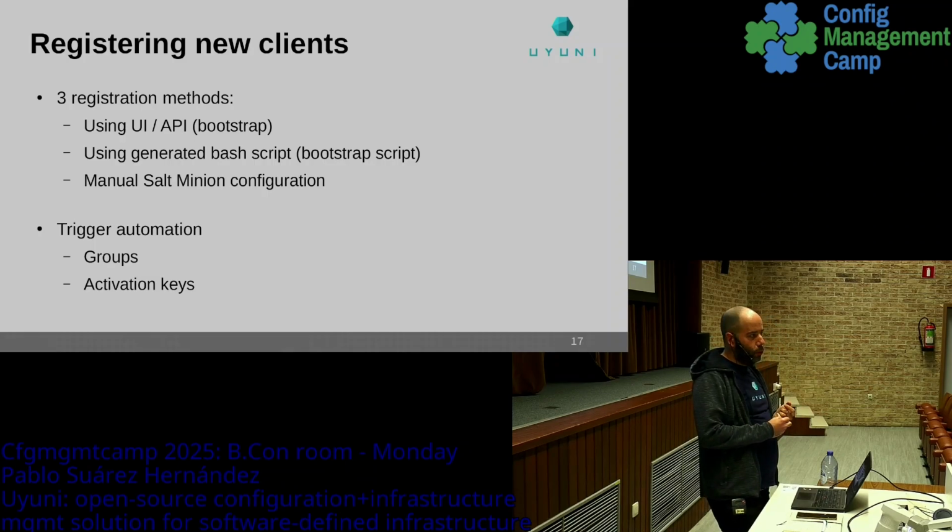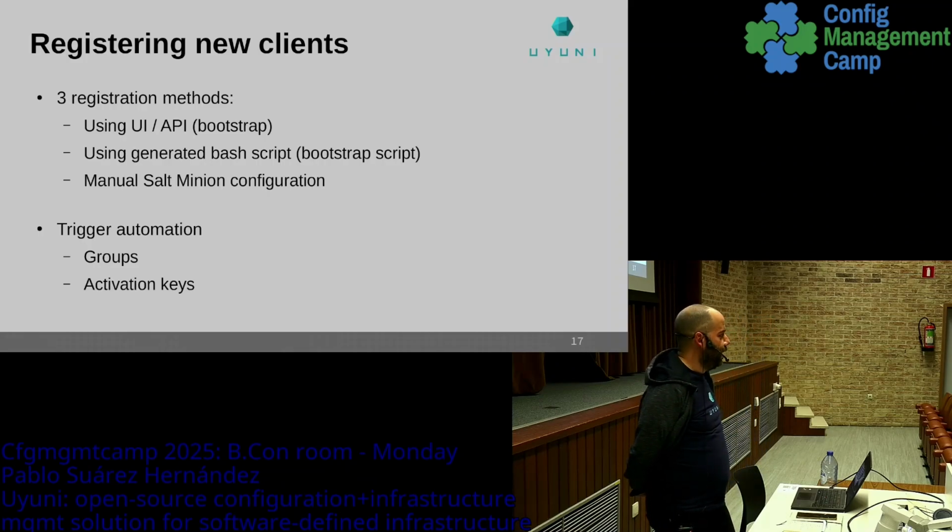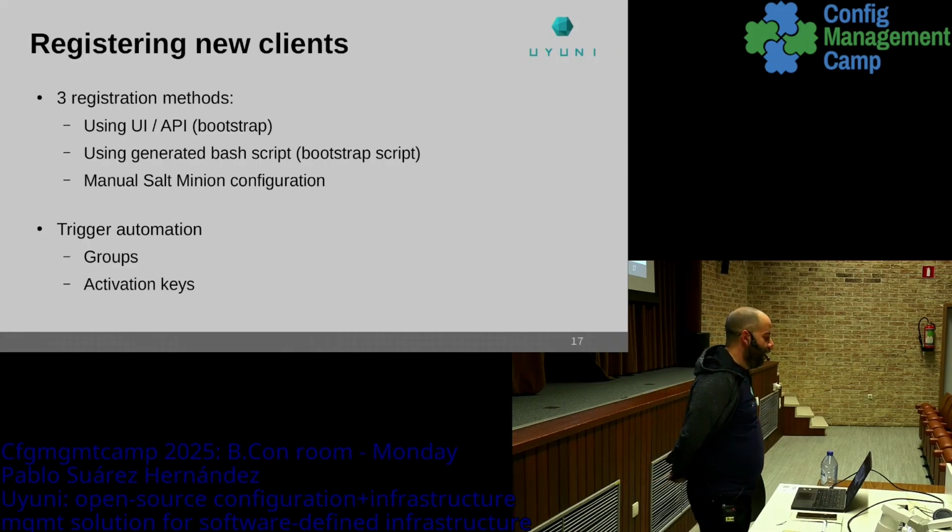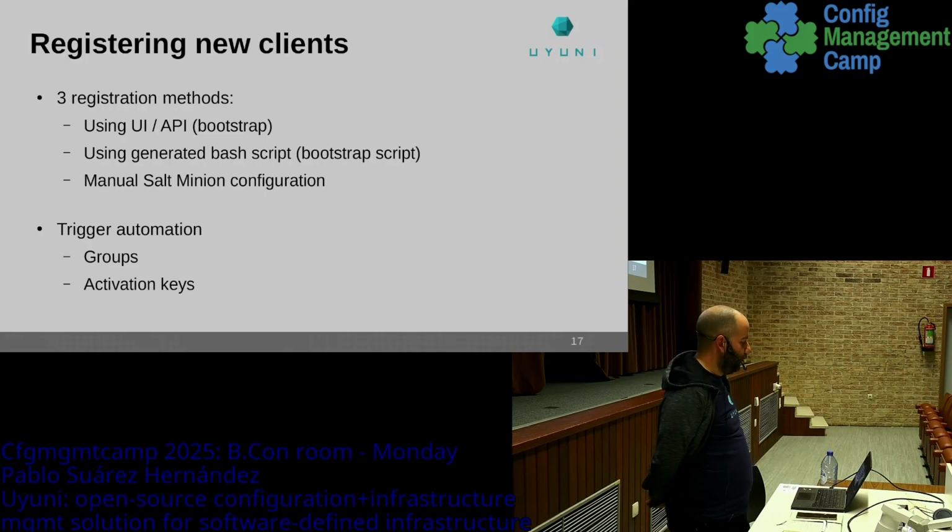Or you can also do manual registration by just editing the salt minion configuration, pointing to the salt master, which is in this case the Uyuni server, and once you accept the salt keys on the salt master on the Uyuni server, then you will see that the registration is triggered, and that's it, and you get the system onboarded.